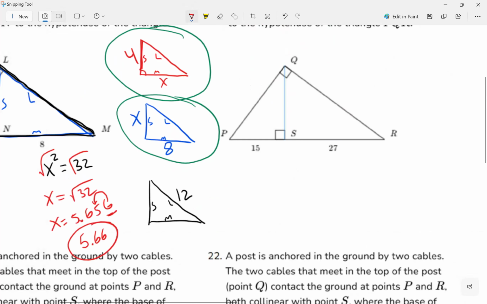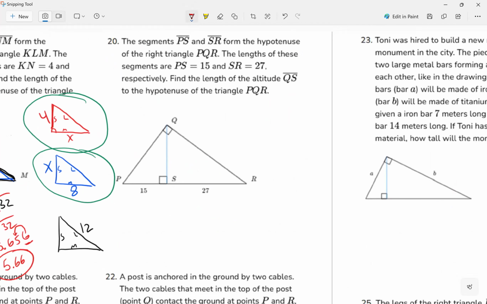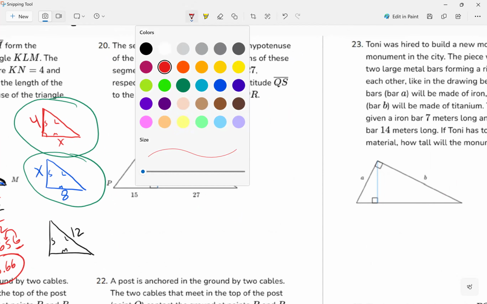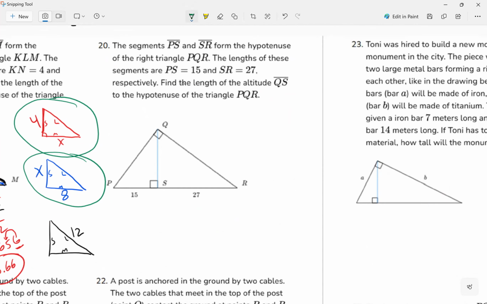Okay. We're working up until 32, right? So let's take a look at number 20. The segments PS and SR form the hypotenuse of the right triangle PQR. So the length of this segment PS is 15. I see it. PS is 15. SR is 27, respectively. Find the length of the altitude QS. So they want me to solve for QS. I don't know how big this value is, so I'm going to call it X.